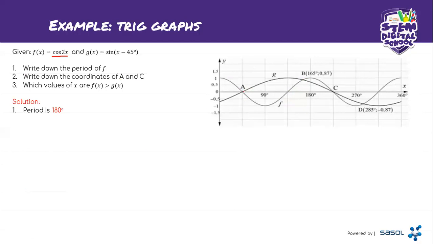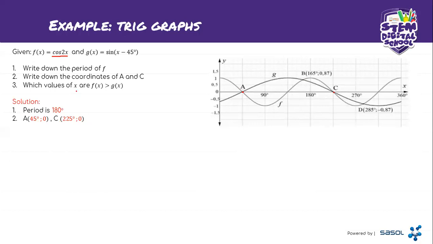Point A is this one here, and point C is this one here. Then what about C? At point C, you can see that the graph of cos is 0, and the graph of sine is 0 as well. So the coordinate of point A is (45 degrees, 0), and of course the point C is (225 degrees, 0). Those are the coordinates of points A and C.